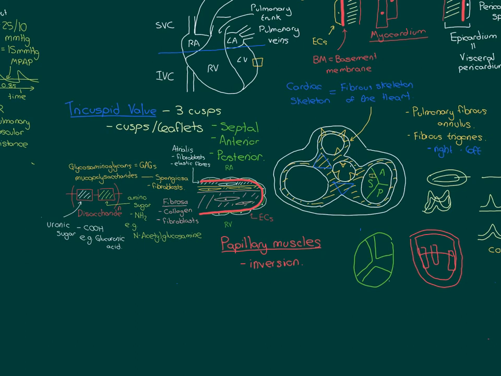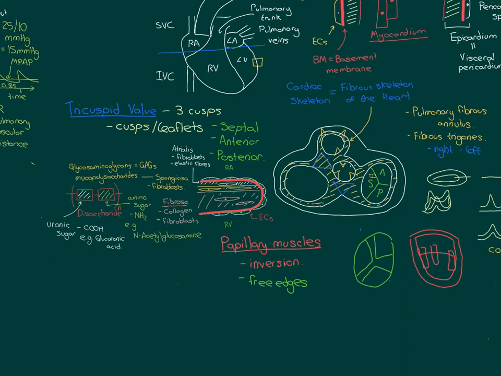So by the free edges, I mean these edges here. That's a nice piece of terminology that I'll just add on here. The free edges of the tricuspid valve cusps are these bits here. These are the free edges of the septal cusp of the tricuspid valve. These are the free edges of the anterior cusp of the tricuspid valve, and these are the free edges of the posterior cusp of the tricuspid valve.